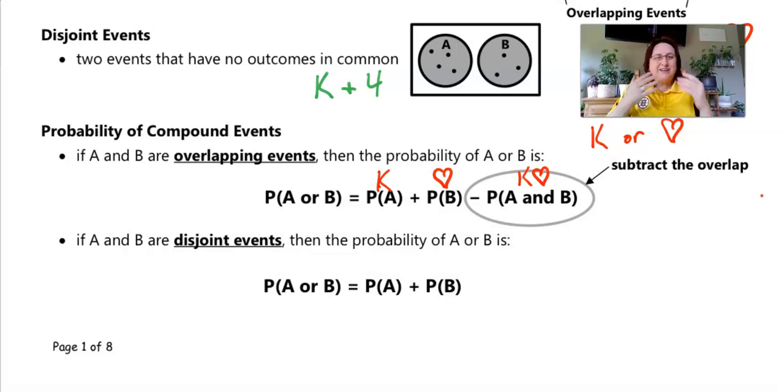Okay, so that's kind of how this looks, is that when they overlap, we subtract that overlap because we don't want to take that probability twice. That skews our data. Now, if we have disjoint events, like I just talked about, we draw a king or we draw a 4, there's no overlap, we just add those probabilities together.